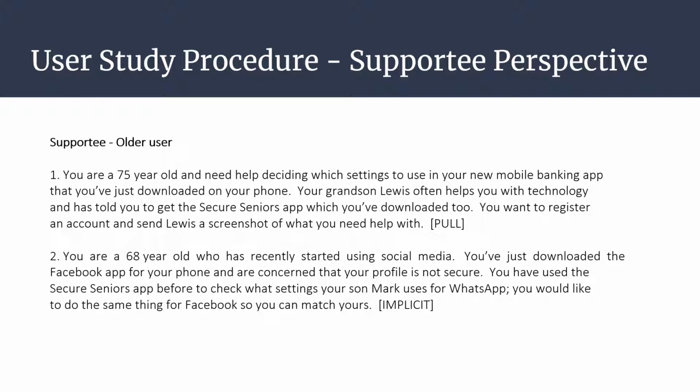system. The other scenario is a 68-year-old who has recently joined the world of social media and so wants help ensuring their Facebook profile is secure. They want their son Mark, who has previously helped them set up their WhatsApp settings using the Secure Seniors app, to help them do the same with Facebook. So this would involve just logging in and checking settings recommendations. So this scenario is an example of an implicit system.